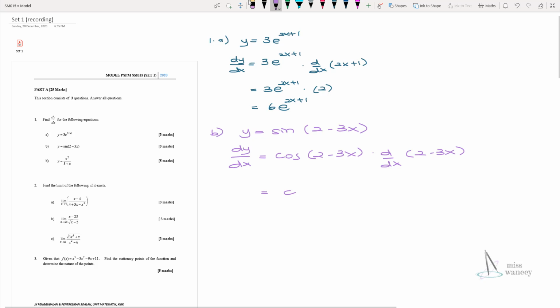So what we have is cos of 2 minus 3x, and then everything needs to be multiplied with negative 3. So my answer will be negative 3 cos of 2 minus 3x. Okay, so that is for B. Let us move to C. But before that, again, let me do a group for this.